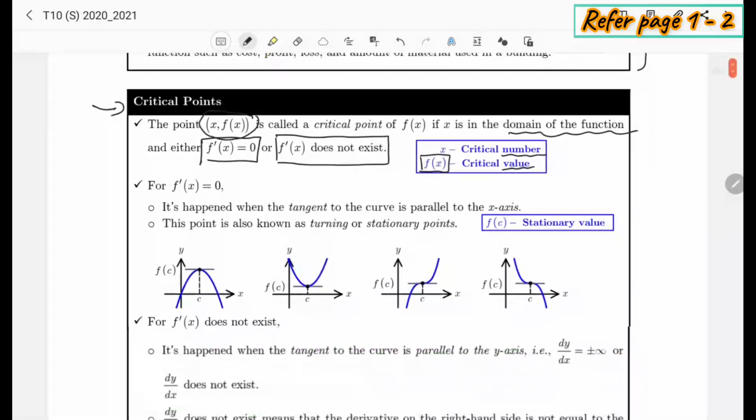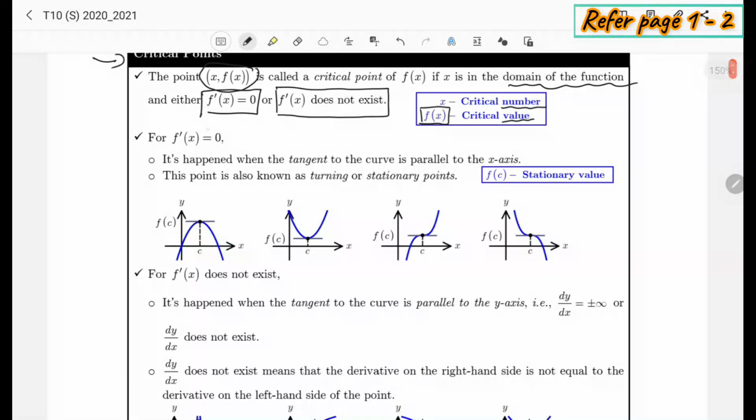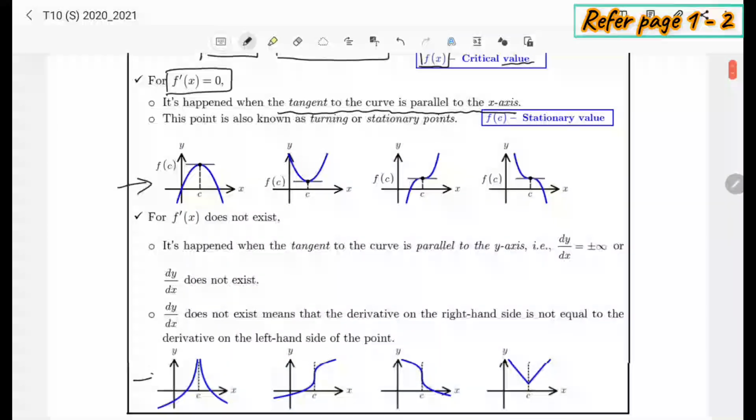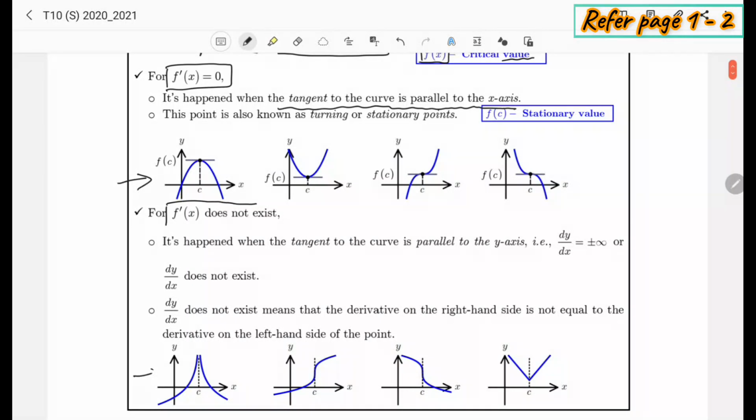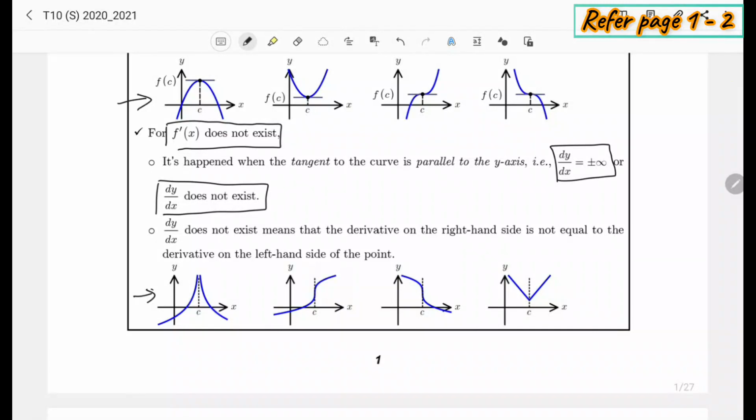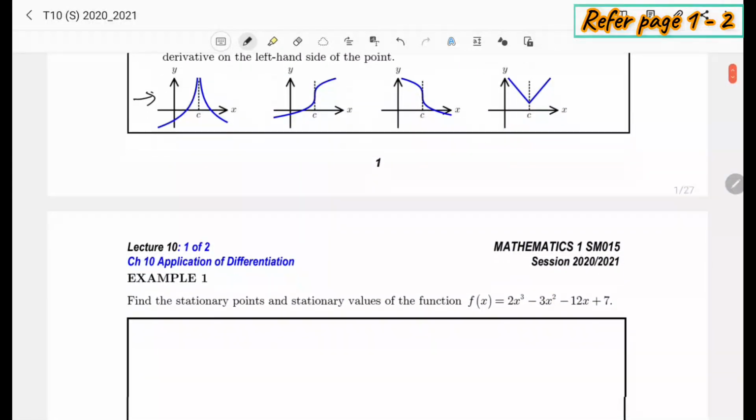Okay, so we have two conditions. When f prime x is 0, that's where we have the tangent to the curve parallel to the x-axis, so you can refer to these diagrams. And also we have when f prime x does not exist. That's when we have dy/dx equal to plus or minus infinity, or dy/dx does not exist. So you can also refer to these graphs.